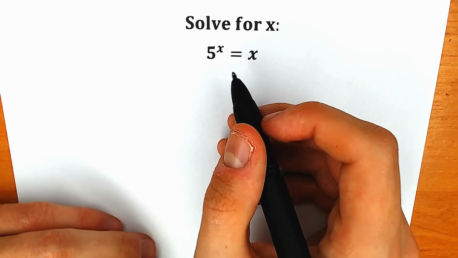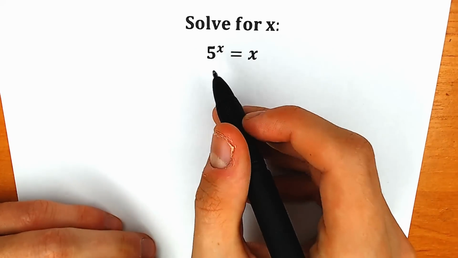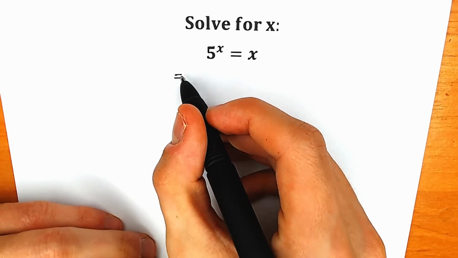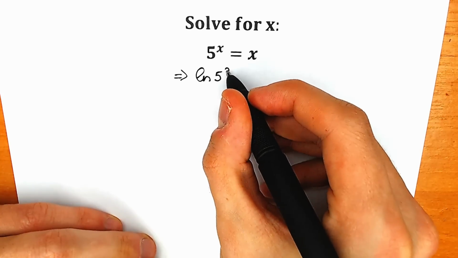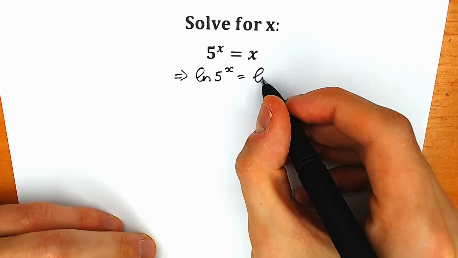So first of all, how can we solve this question? Let's apply natural log on both sides. Let's do this right now. So first of all, natural log on the left side, so we have natural log of 5 to the x equal to natural log of x.